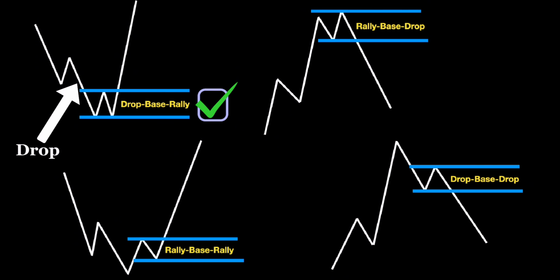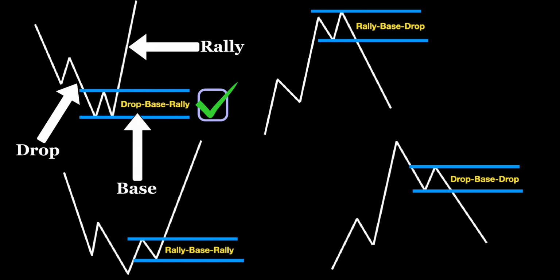First, the price drops. It looks like a sell-off, but in reality, it's often a trap, a move designed to shake out retail traders and trigger stop losses. Then comes the base, a quiet consolidation where price moves sideways. But this stillness, it's not indecision, it's preparation. This is where smart money starts accumulating, loading up without attracting attention.